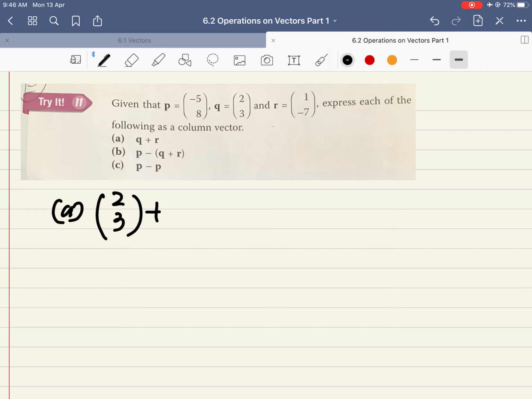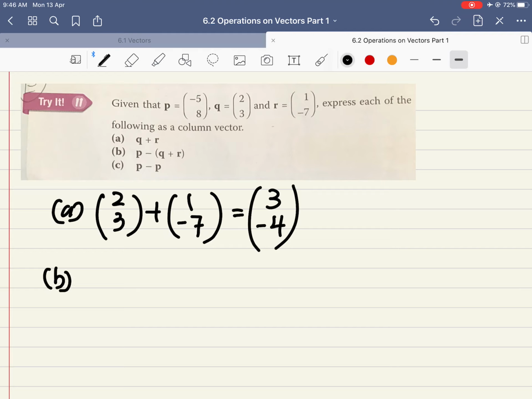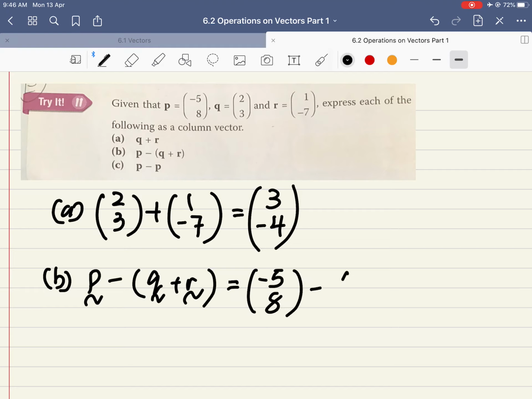So vector q is 2 and 3 plus vector r is 1 and negative 7. So what I get is 2 plus 1 is 3, 3 plus negative 7 gives me negative 4. For part B, I have vector p minus vector q plus r. So vector p itself is negative 5 and 8 minus vector q plus r. I already have the result, which is down here. So it is 3 and negative 4.